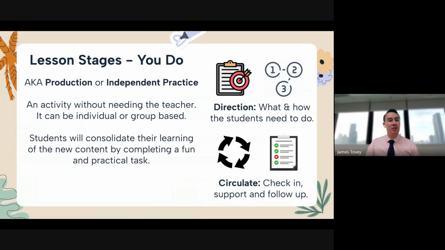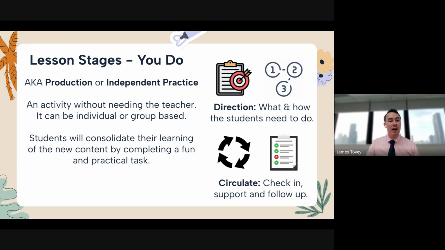All right. Now, this is the production phase, also known as independent practice, an activity that doesn't require the teacher's assistance, right? It can be individual or group work, either one. Students basically will consolidate their learning. This is when they'll put it into practice and actually keep it in their memory, when they're doing things for themselves on their own.